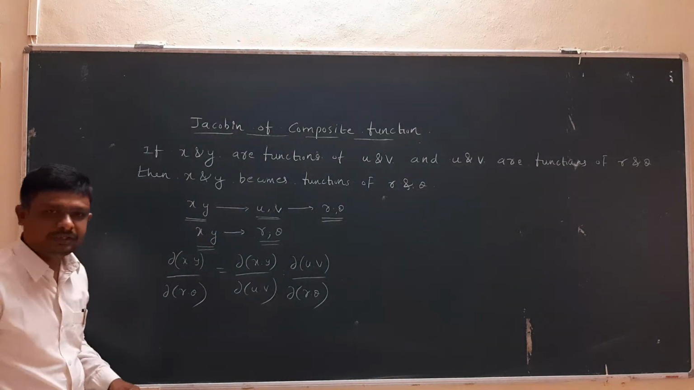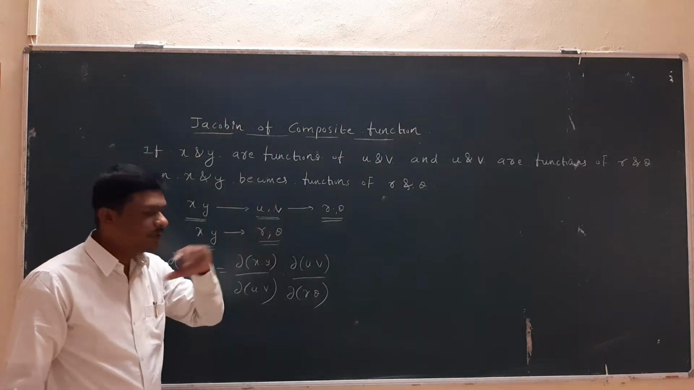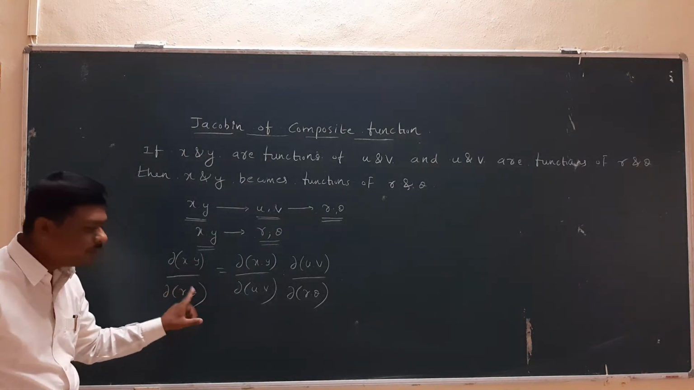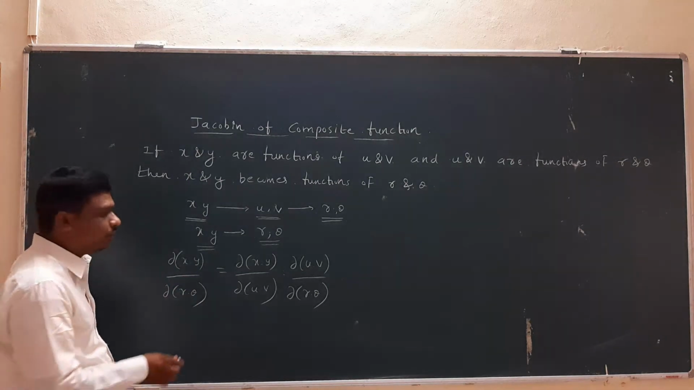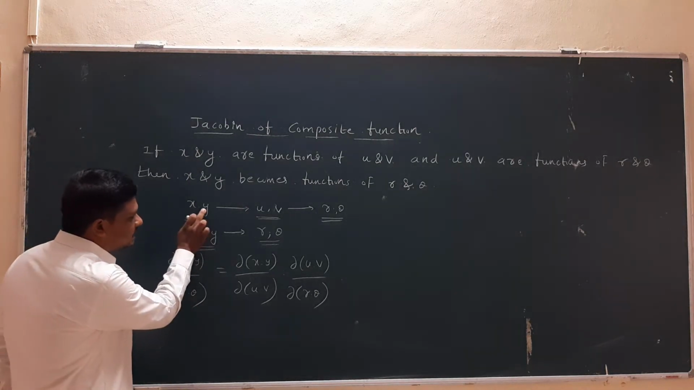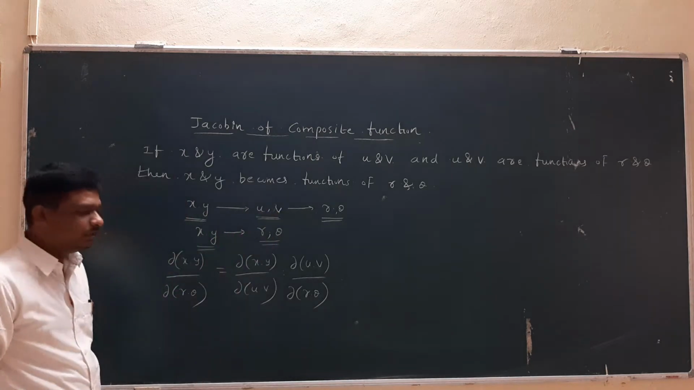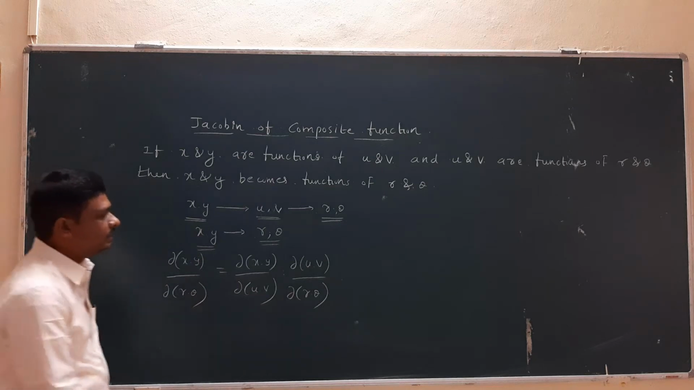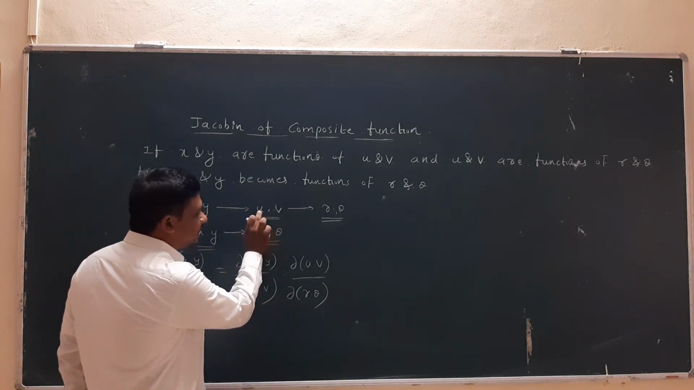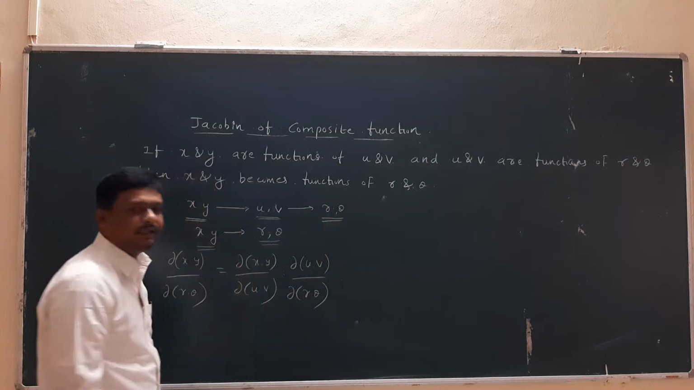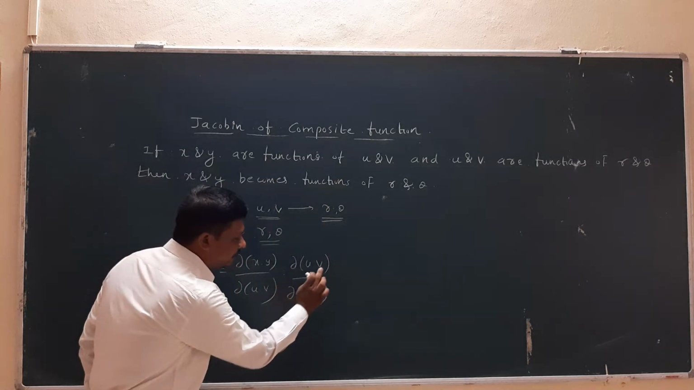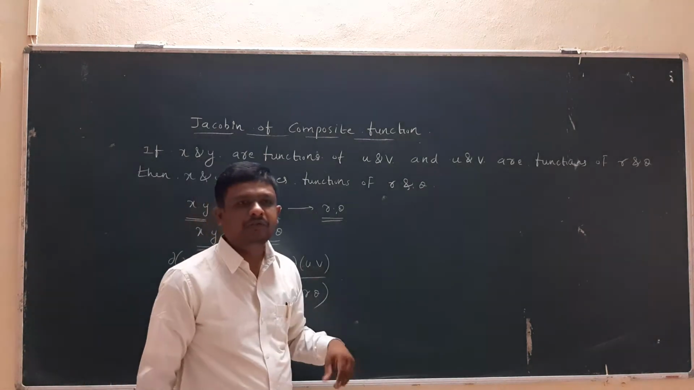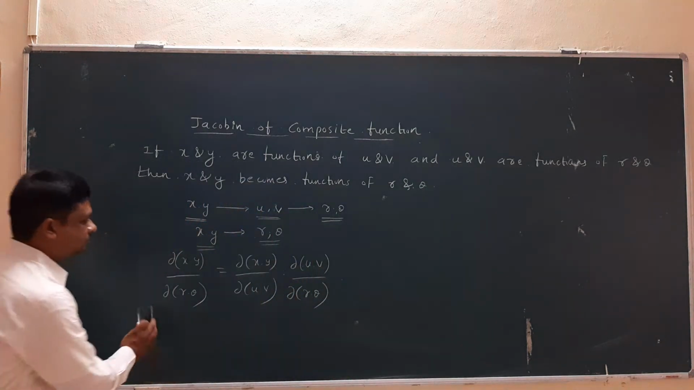So now we are going to differentiate x and y with respect to r and theta. That is, dou of x y with respect to dou of r theta. In such a case, what do you have to do? First, we have to differentiate x and y with respect to u and v, that is dou of x y with respect to dou of u v. Then differentiate u and v with respect to r and theta, that is dou of u v with respect to dou of r theta. So this is the Jacobian of composite function. Let us see some examples.